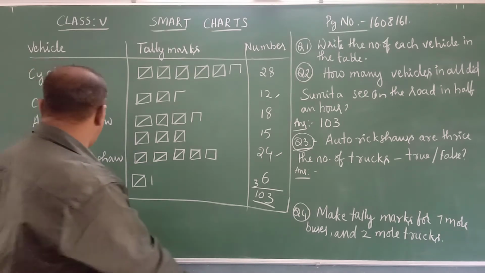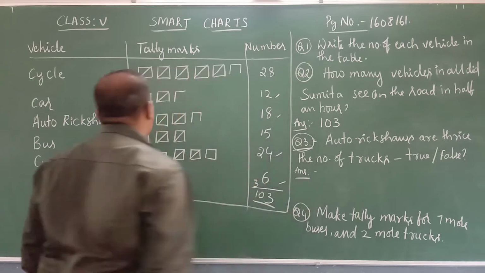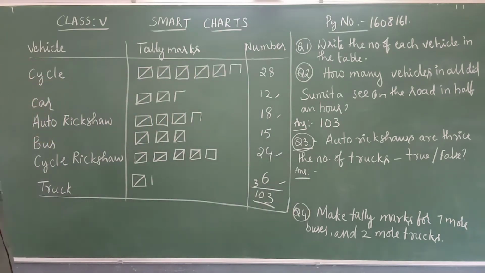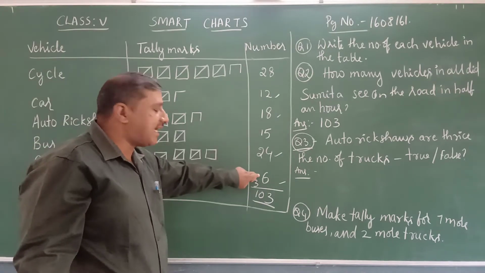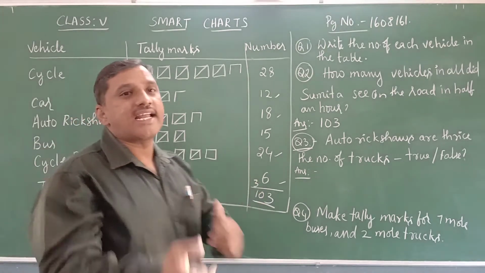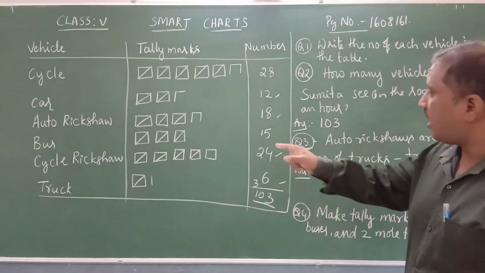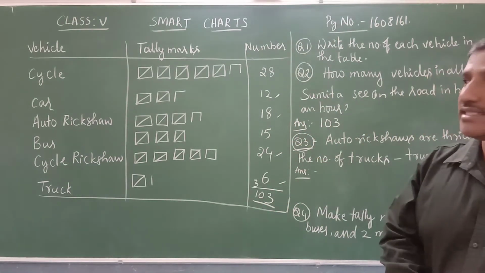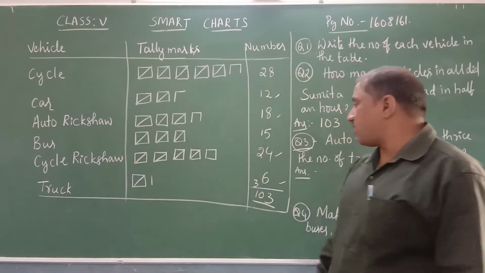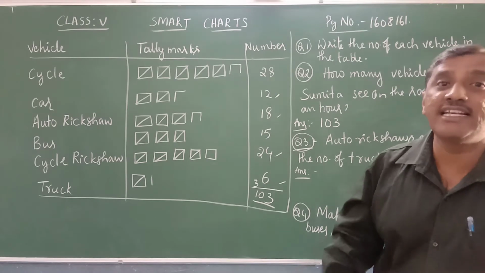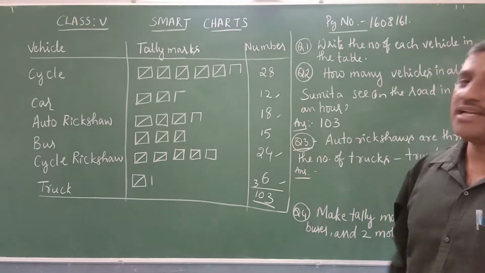Similarly, if you observe here, the trucks are 6 and the auto rickshaws are 18. What do we observe? 6 and 18. Yes, 18 is 3 times of 6. That is, the number of auto rickshaws is 3 times, or thrice, the number of trucks. Like this, we can conclude the data from the table.